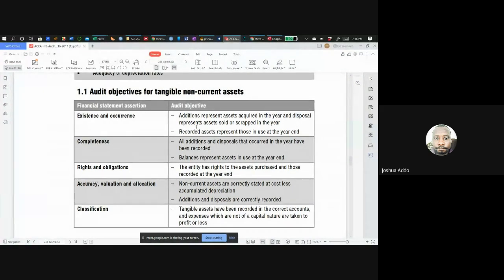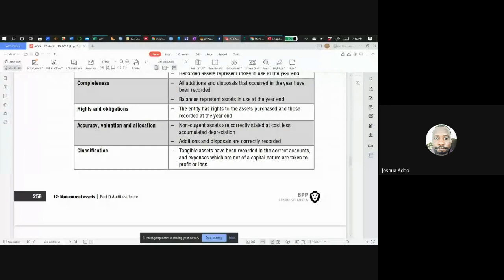Accuracy, valuation, and allocation. Non-current assets are currently stated at cost, less accumulated depreciation. And I was telling you about these standards that regulate the way they should be accounted for. So when they put the figures out there, they are communicating that all these things have been done the way they have to be done. And it is your job to check that it is true, because they can lie. They can do something else and report that they did it a different way. Additions and disposals are correctly recorded.